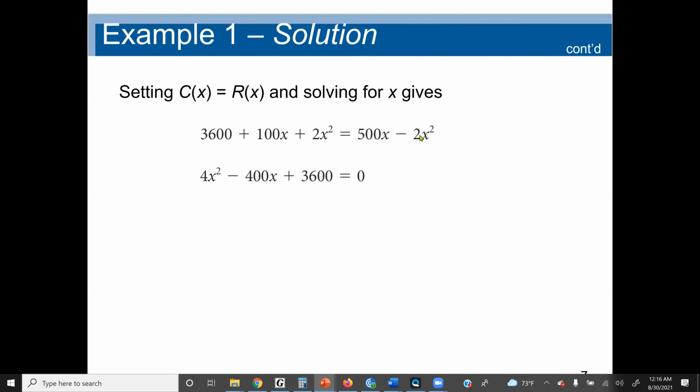We have minus 2x squared at the right side of the equal sign. So when minus 2x squared comes to the left side, it will be positive 2x squared, and that will be 4x squared.